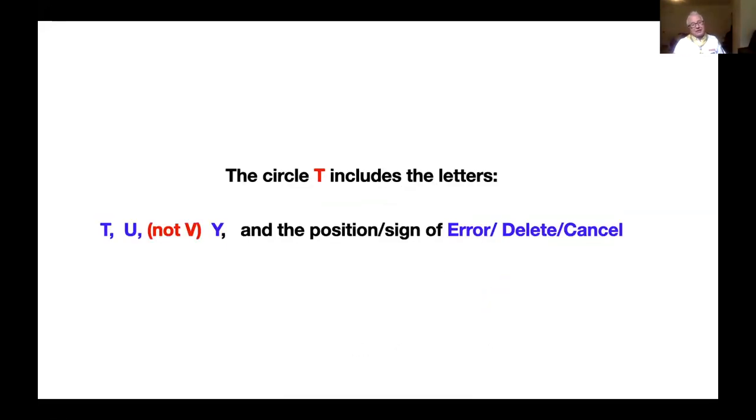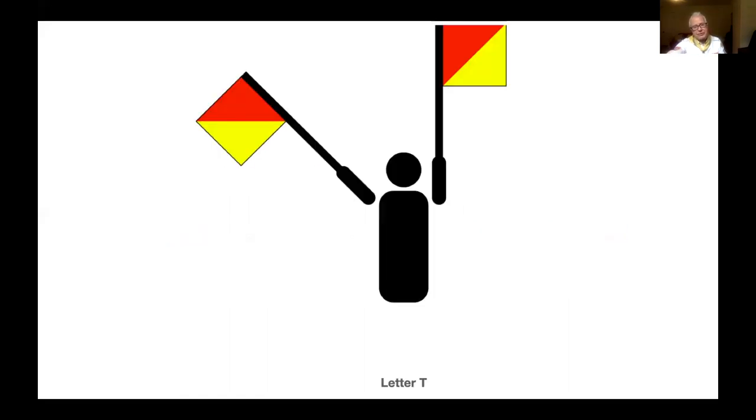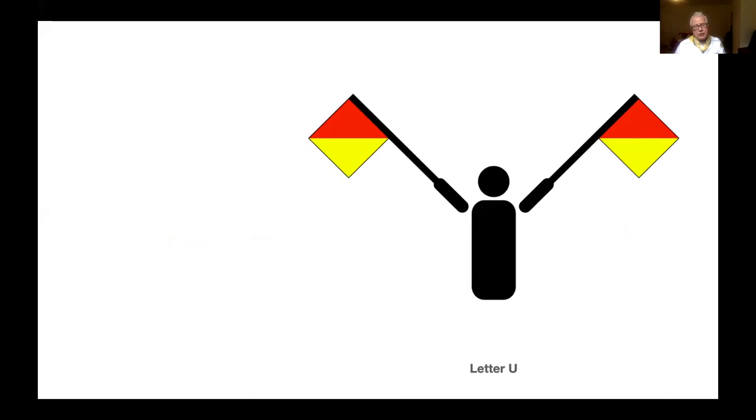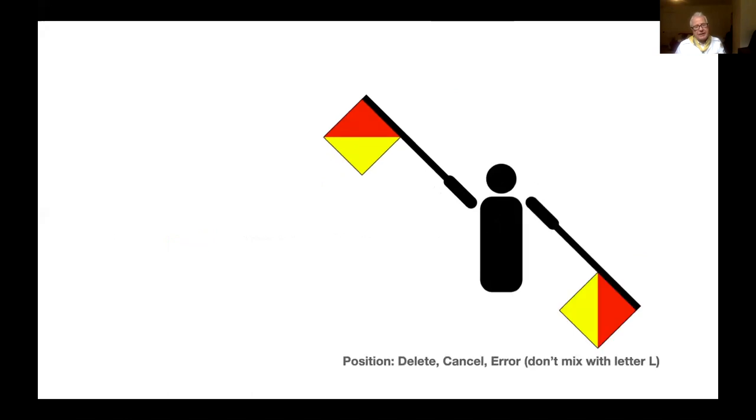The S circle includes the following letters: T, U, and Y. In the alphabet, after U is the V, but not here in the flag semaphore with flags. T, U, Y. And also we have the position of mistake. Let's see the images and then explain what this is. The T, U, Y. And also, you remember when I stopped on the L, I said that there was a similar position.